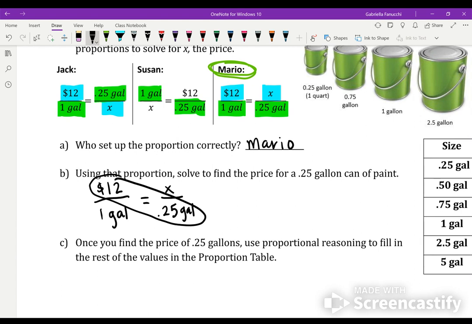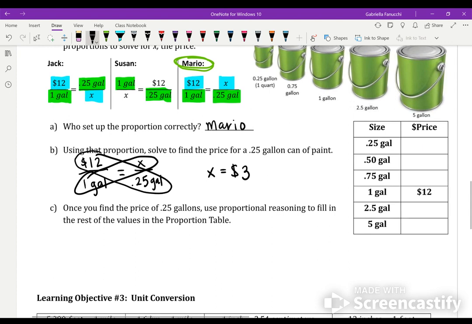12 times 0.25 is going to give us 3. And 1 times X is just going to give us X. So X is equal to 3. But we need our units. So is that 3 gallons or $3? We were trying to find the dollar amount. So this is $3. So look over on the table. We want to go ahead and fill that in.